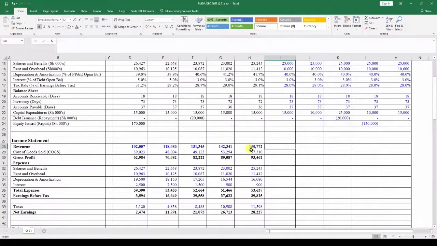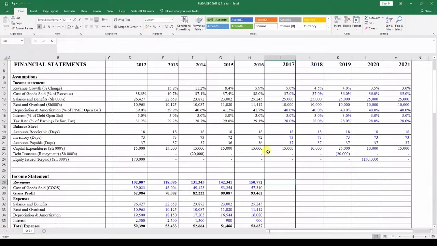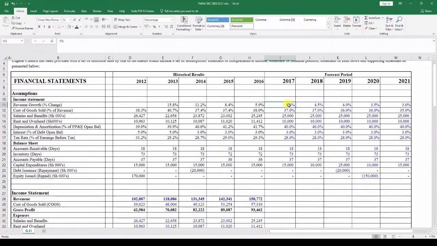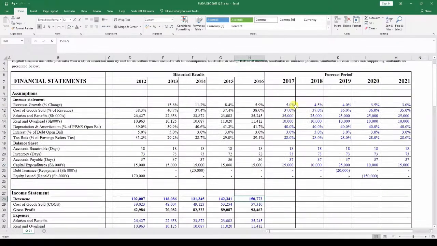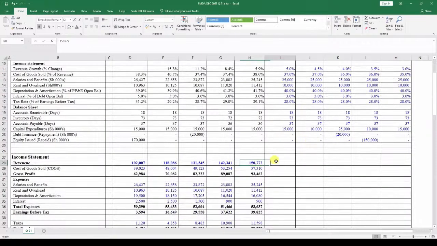So the revenue, to model revenue, we have been given the revenue growth rate over here, and so we are saying that we are going to assume that the revenue is going to grow at 5% initially, 4.5%, 4%, 3.5%, and 3% in 2021. So we will increase this 150,772 by a factor initially of 5%, 4.5%, and so on and so forth like that. So let's do that together.